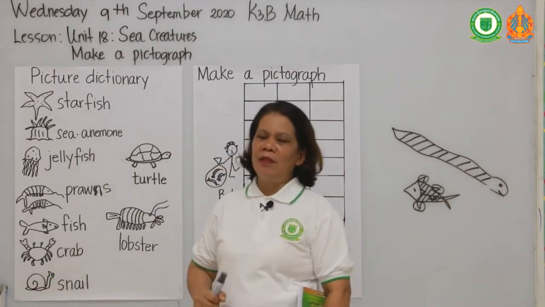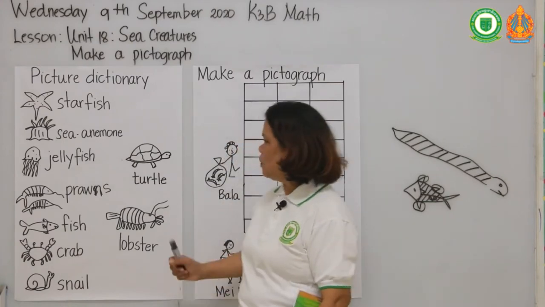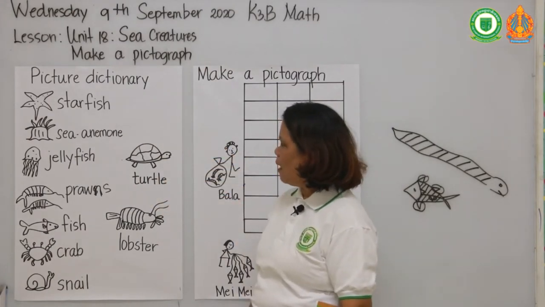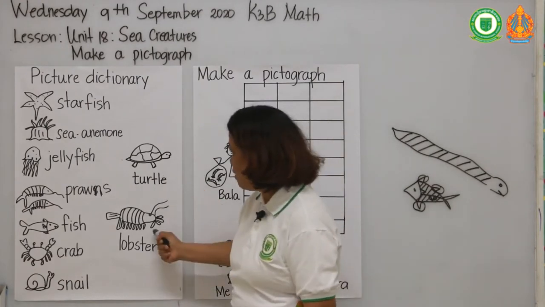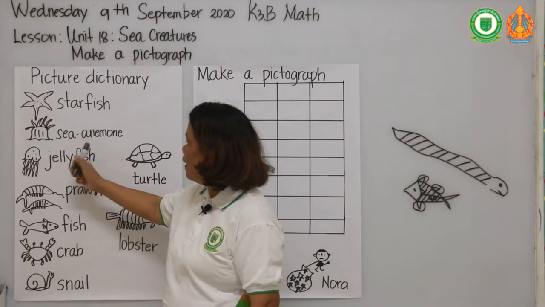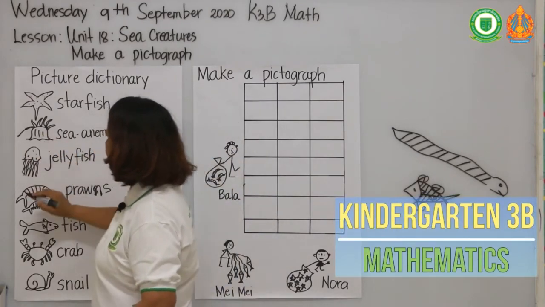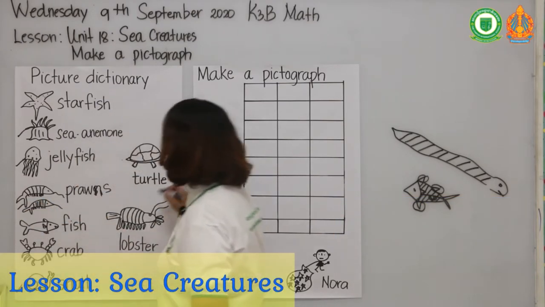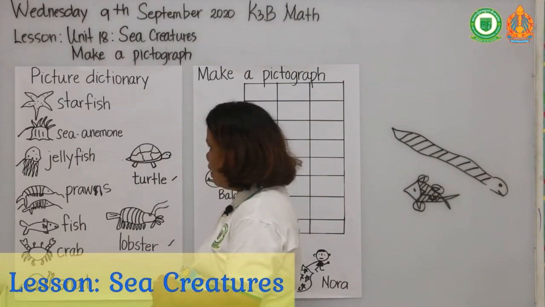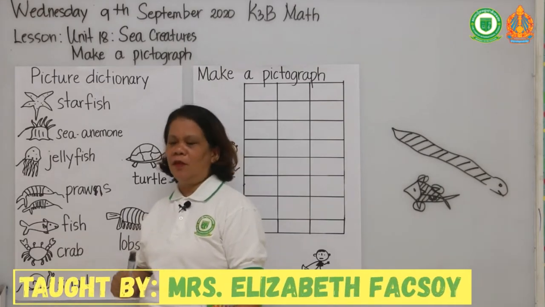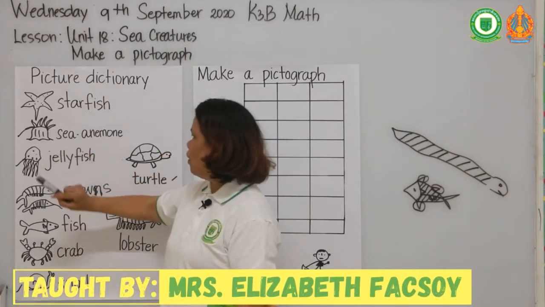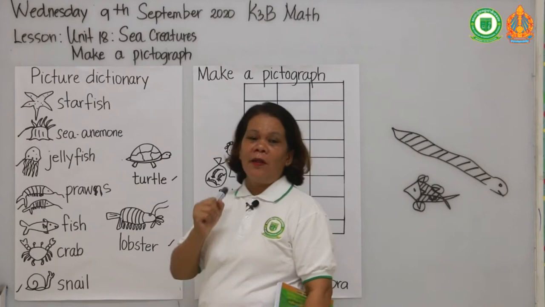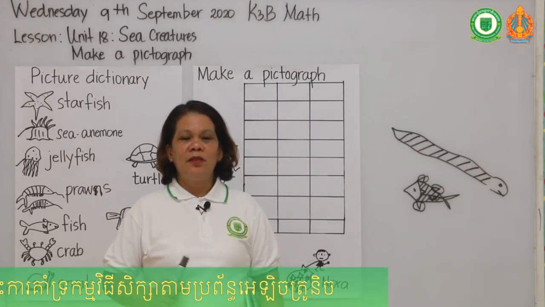This time, I'm going to give you a simple activity: try to copy this picture dictionary first. Maybe you can draw turtle, lobster, snail. You draw this one, this one, this one. The rest of this you have already copied. So only sea anemone, jellyfish, snail, prawns, turtle and lobster. Draw them in your notebook, and after that you are going to do your activities.